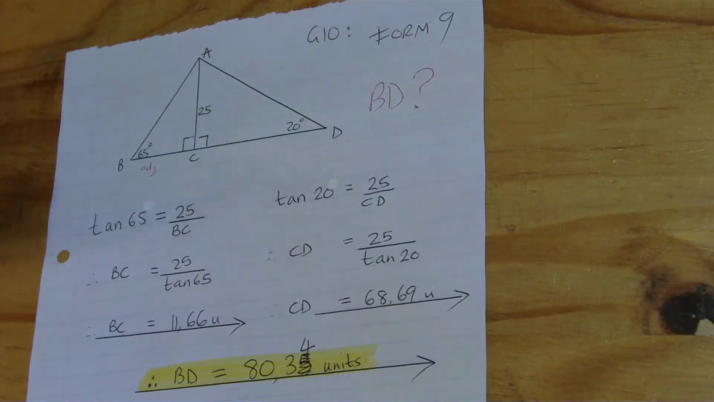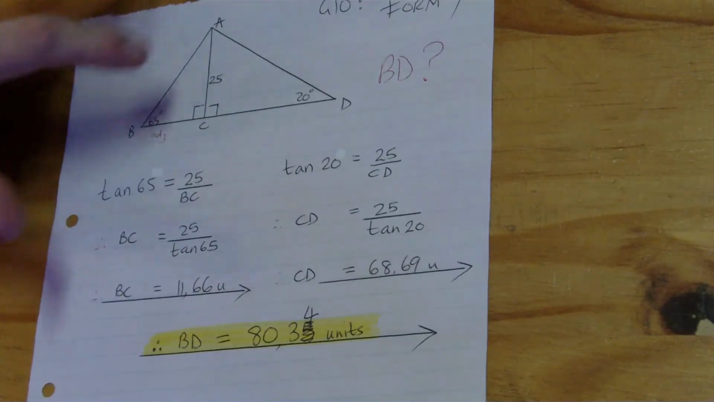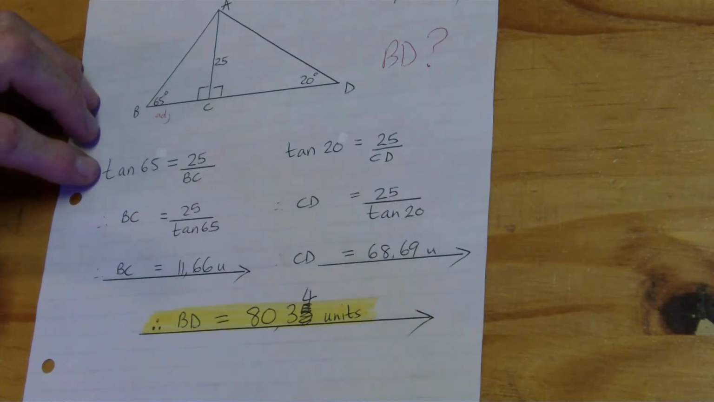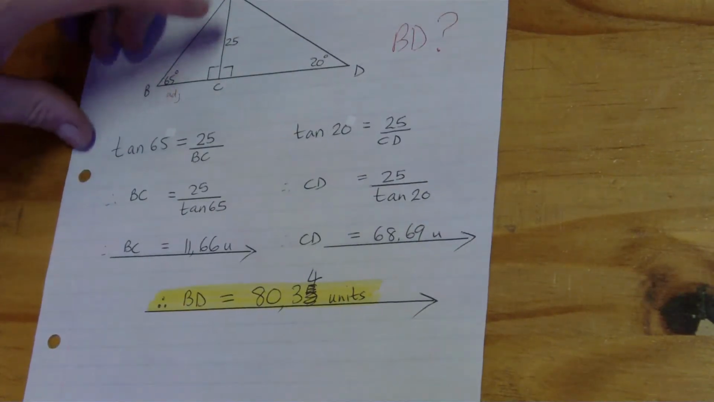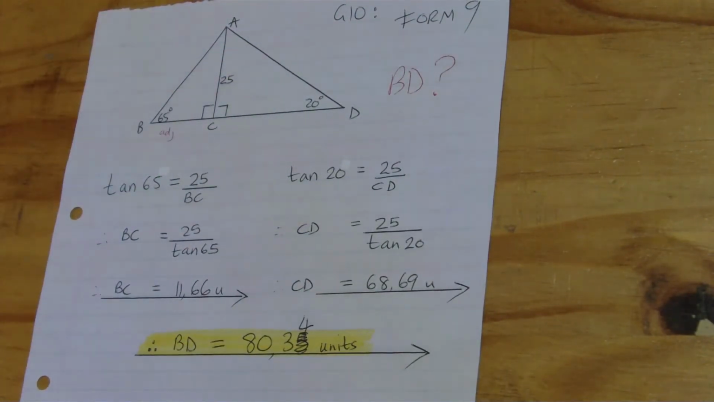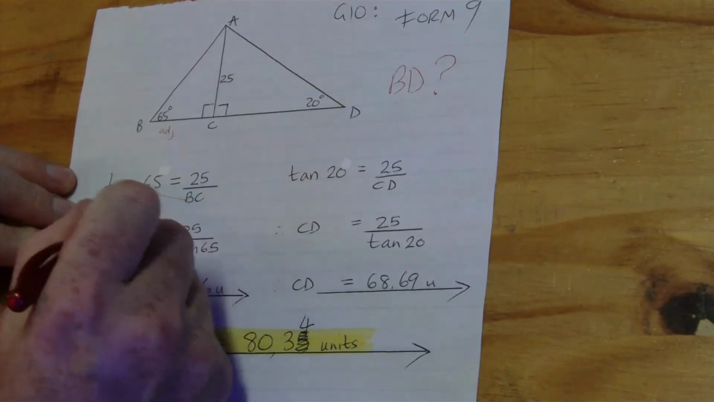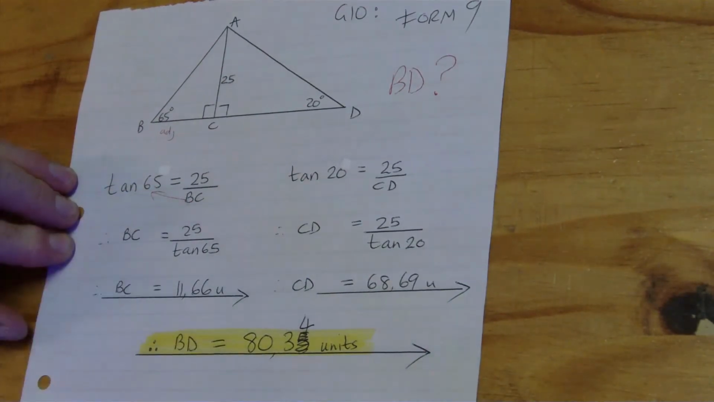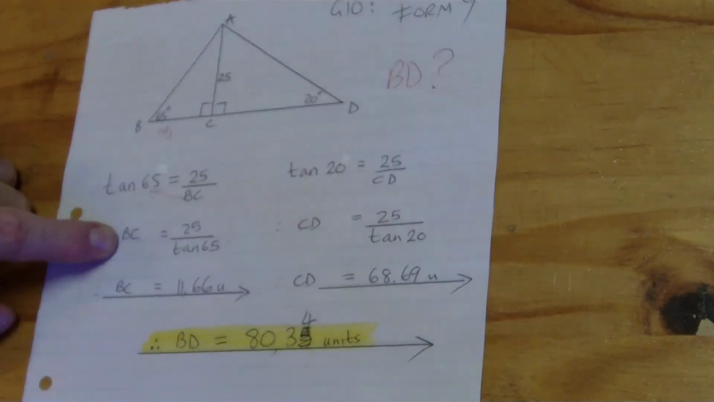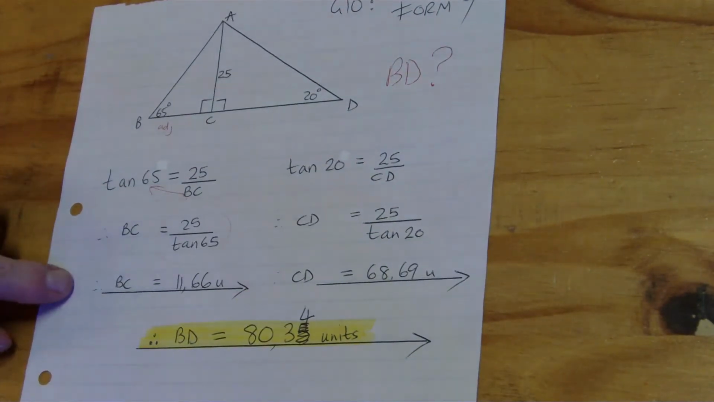Which ratio deals with opposite and adjacent? It's tan. So tan of 65 will be your opposite over your BC. So then you just cross multiply, the BC goes up there and the tan 65 comes down, so effectively those two just swap positions. Put that directly on your calculator and you get 11.66 units.